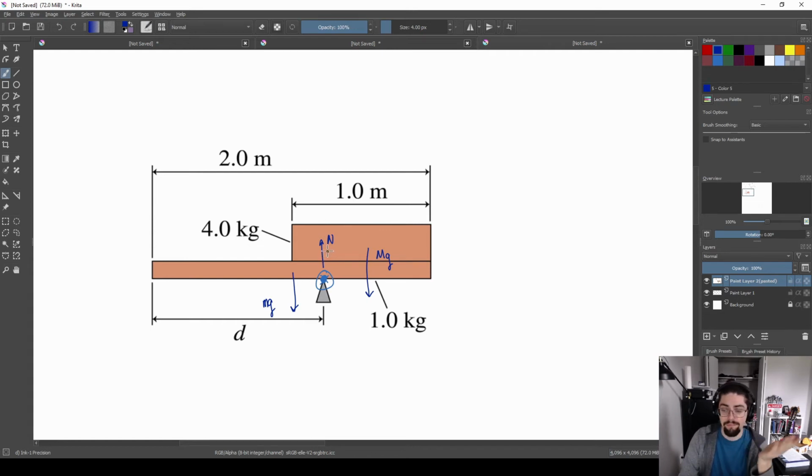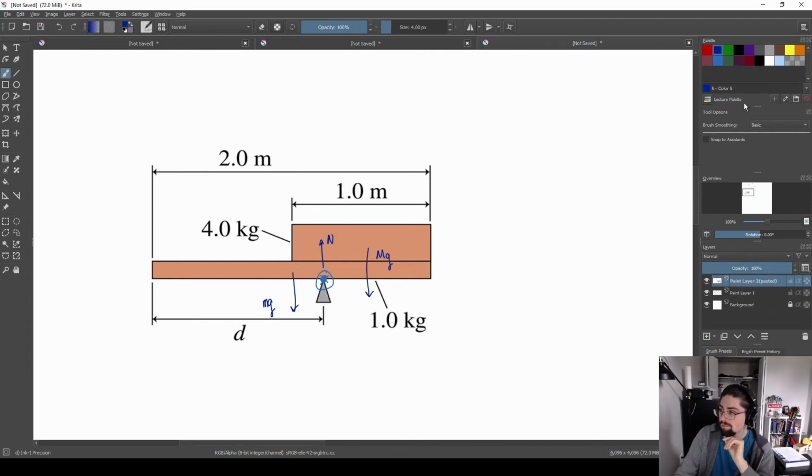How do I even begin to talk about where each of these forces are acting, though? It's not D. It's not 1 meter. It's not 2 meters. It's... Yikes. This is kind of rough.